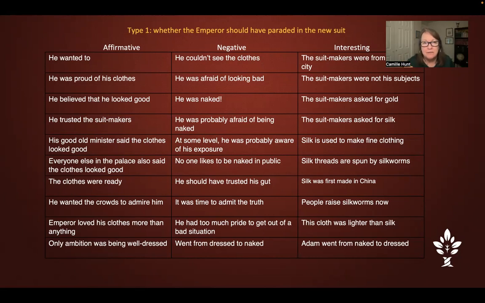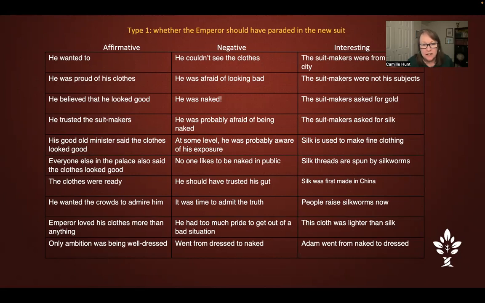So negative column, why he should not have paraded in the new suit. He couldn't see the clothes. He was afraid of looking bad. Fear is not a good thing to base decisions on. Could have put that on the next line. He was naked. He was probably afraid of being naked. And at some level, he was probably in public, and he was probably aware of his exposure. No one likes to be naked in public. He should have trusted his gut. It was time at the parade, time to admit the truth.